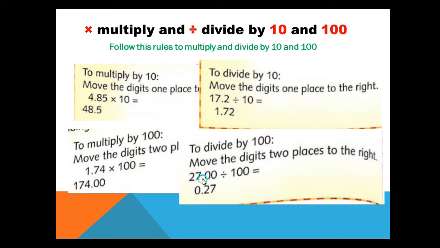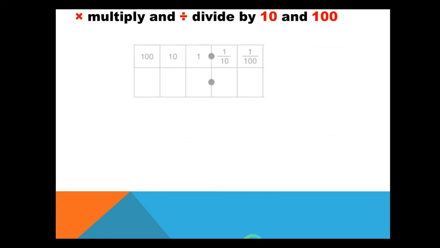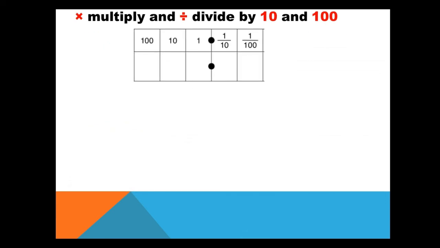1, 2. So it's going to be 0.27. So let's go to some examples, some analysis that's going to be of help.